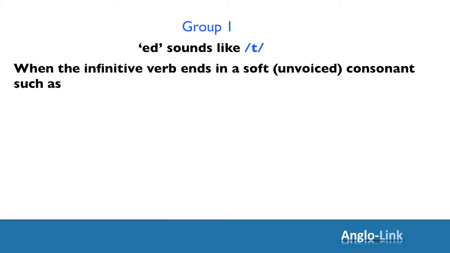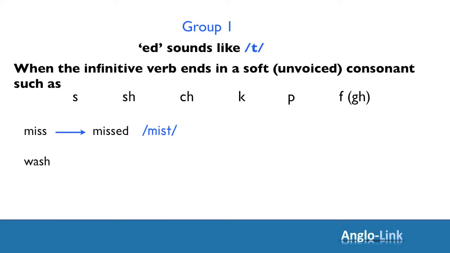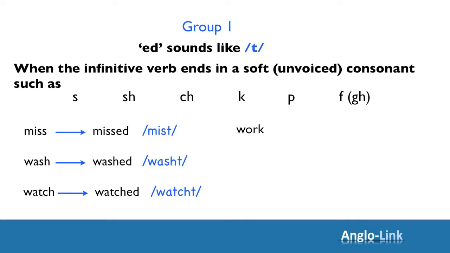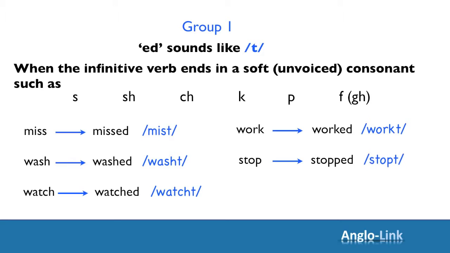Okay, let's look at group 1, when ed sounds like t. This happens when the infinitive verb ends in a soft or unvoiced consonant, such as s, sh, ch, k, p, f. Let's look at some examples. Miss, missed. Wash, washed. Watch, watched. Work, worked. Stop, stopped. Laugh, laughed.